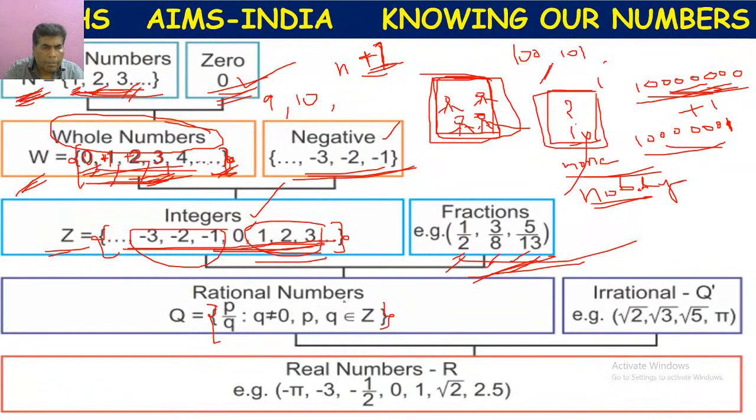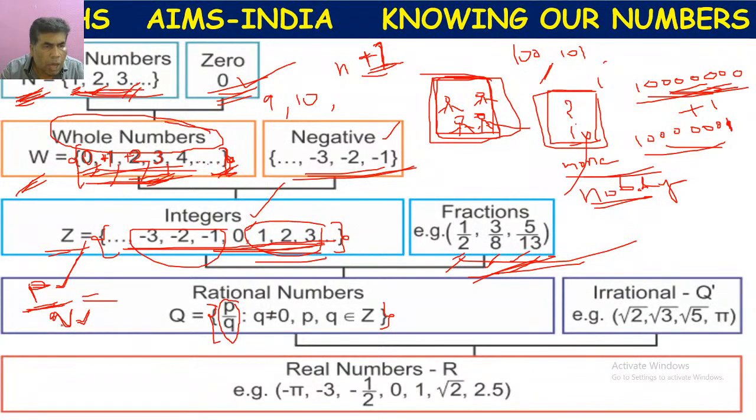Rational numbers means the numbers which are in the form of P by Q. Okay, here what is P by Q? P by Q is a fraction, where P is called the numerator, Q is called the denominator. A fraction will have one number above the bar, one number below. The upper part is called the numerator, the lower part is considered the denominator.